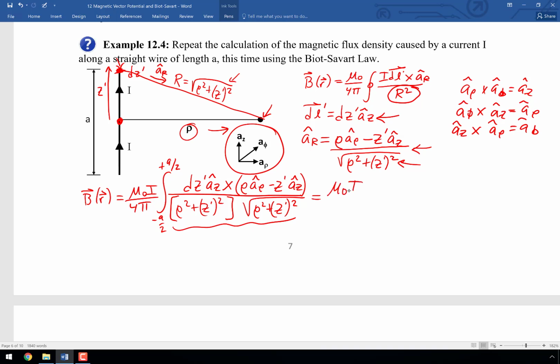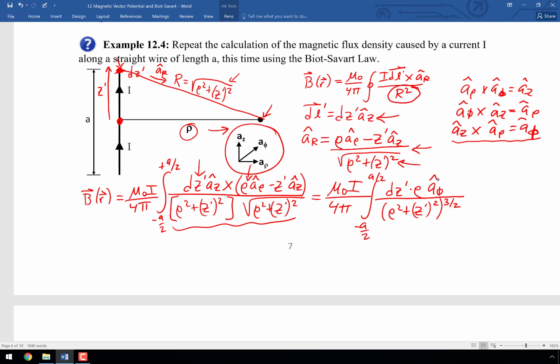So it's mu sub 0 I divided by 4 pi, the integral from minus a over 2 to plus a over 2. We'll do the numerator here in just a second. So this is rho squared plus z prime squared to the 3/2 power. Now what's the numerator? Now we've got a sub z crossed with a sub rho. Well, if I come up here and see a sub z crossed with a sub rho, that gives me a sub phi. So I'm going to bring in the dz prime times rho. So that was the dz prime from here and the rho from here, and then a phi.